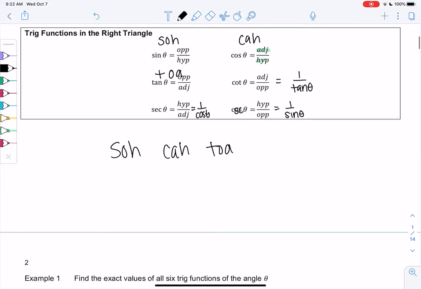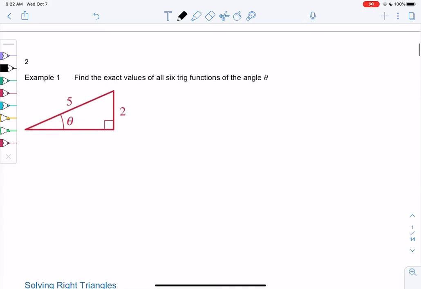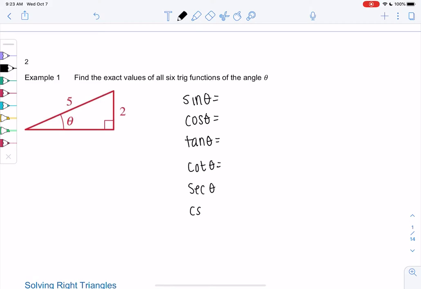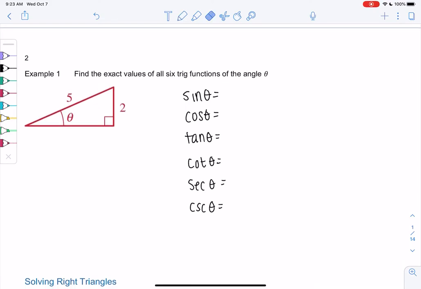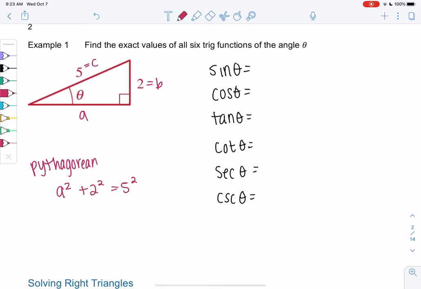All right, let's try some examples. So let's find all of the values for the trig functions. So we'll find sine theta, cosine, tangent, cotangent, secant, and cosecant. So I think I'm going to find the third side before I even try to approach these. So we're going to use the Pythagorean theorem to find the third side, which is a squared plus b squared equals c squared. So a squared plus 2 squared equals 5 squared.